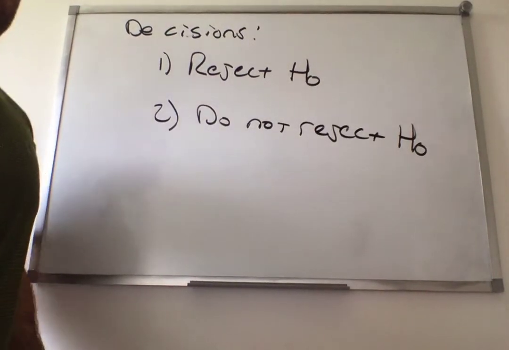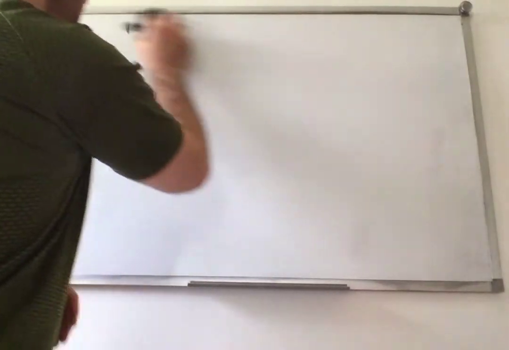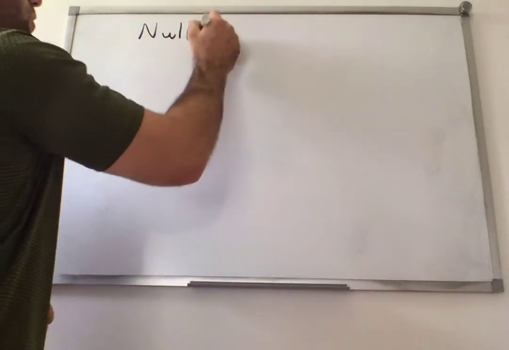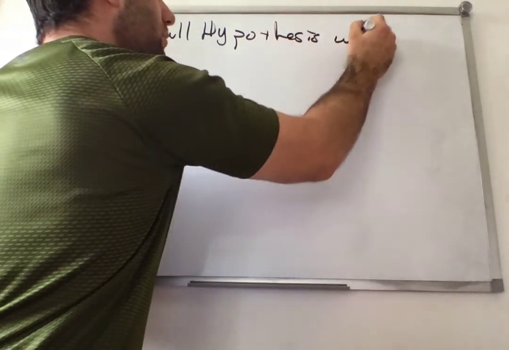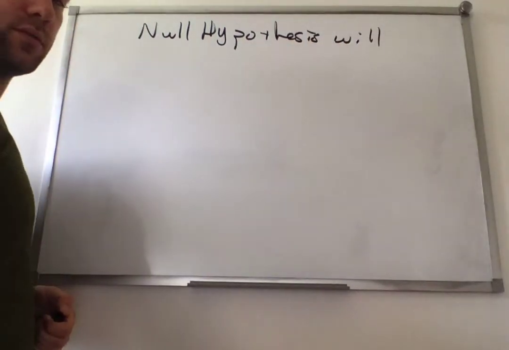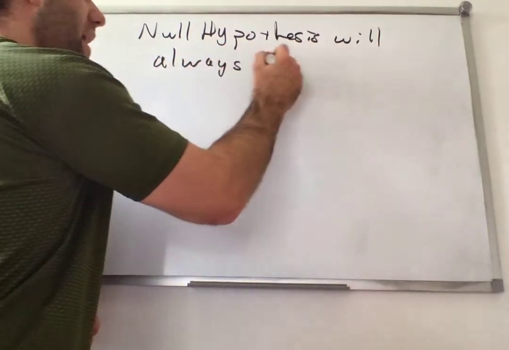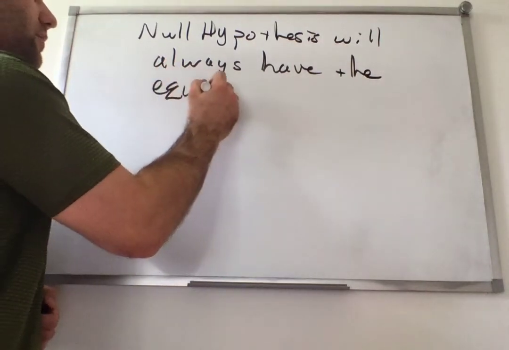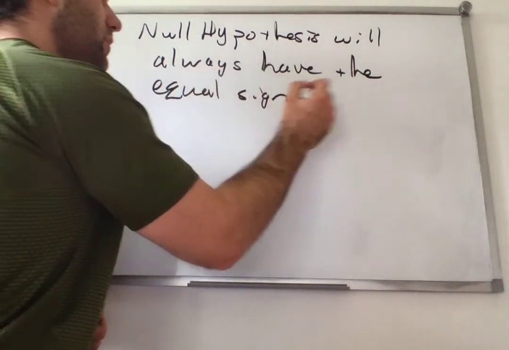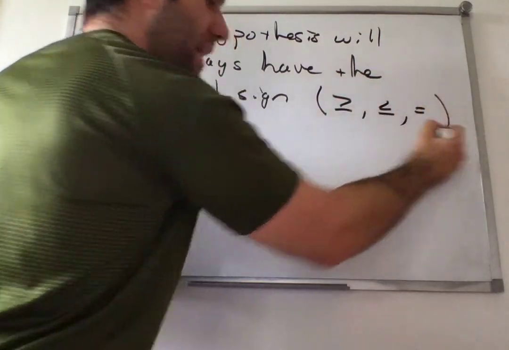Alright, so there's a little note. The null hypothesis will always have the equal sign. So that means greater than or equal to, less than or equal to, or actually equal to.